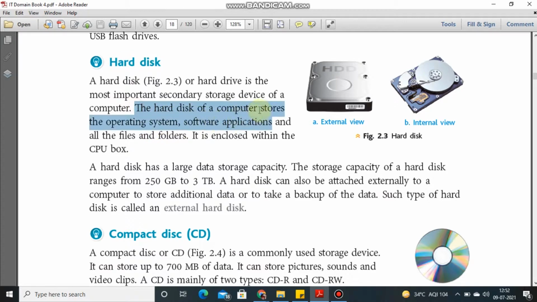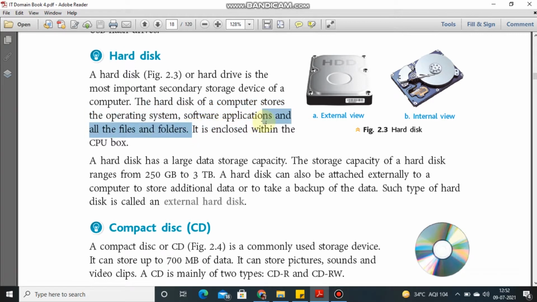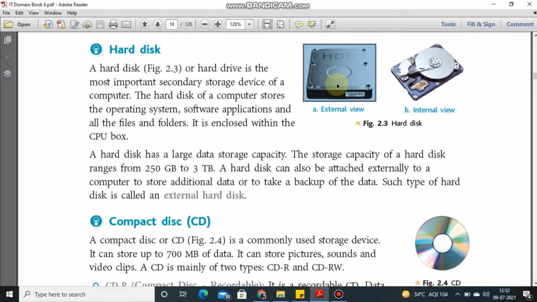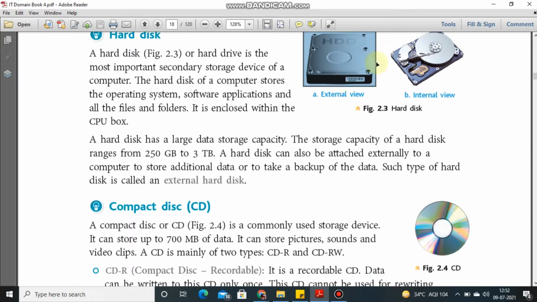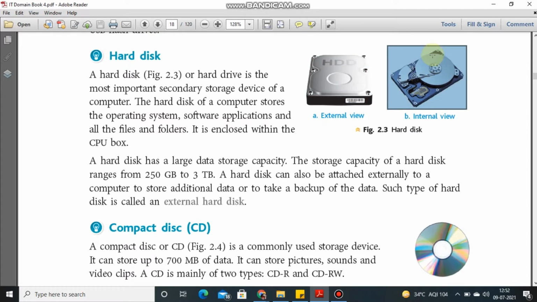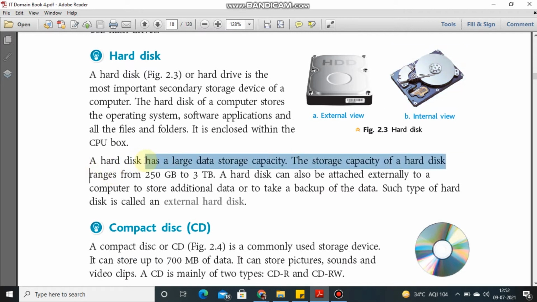The hard disk of a computer stores the operating system, software applications, and the files and folders. It is enclosed within the CPU box. This hard disk is available in the CPU box जैसा कि मैंने आपको बताया था. It is the internal view of your hard disk. A hard disk has a large data storage capacity.